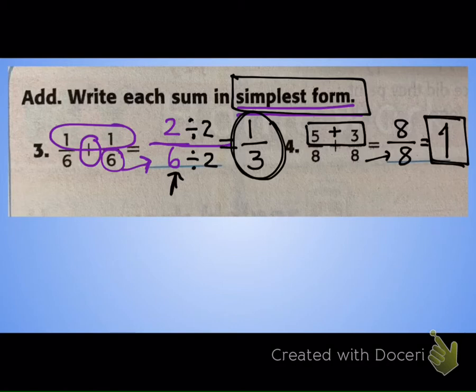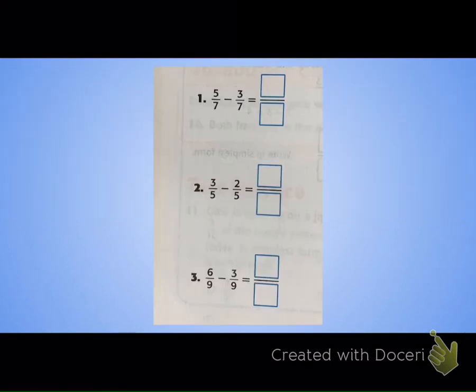Hopefully you got those correct. All right, let's take a look at some of these now. So notice now the operation has changed. We are now subtracting where we were adding before. Exactly the same steps. The only difference is the operation is different. So again, we're going to take the top of the fraction. We're going to subtract it. 5 minus 3 is 2.